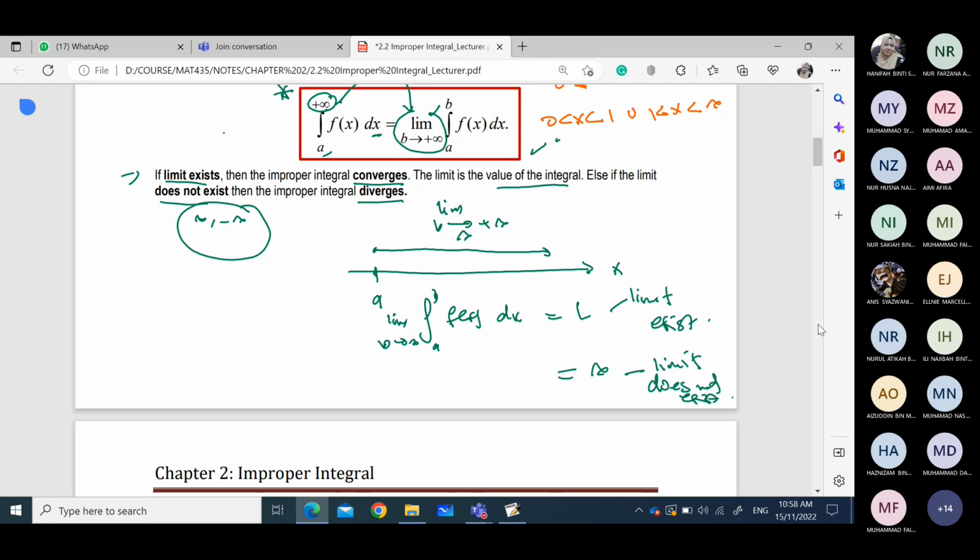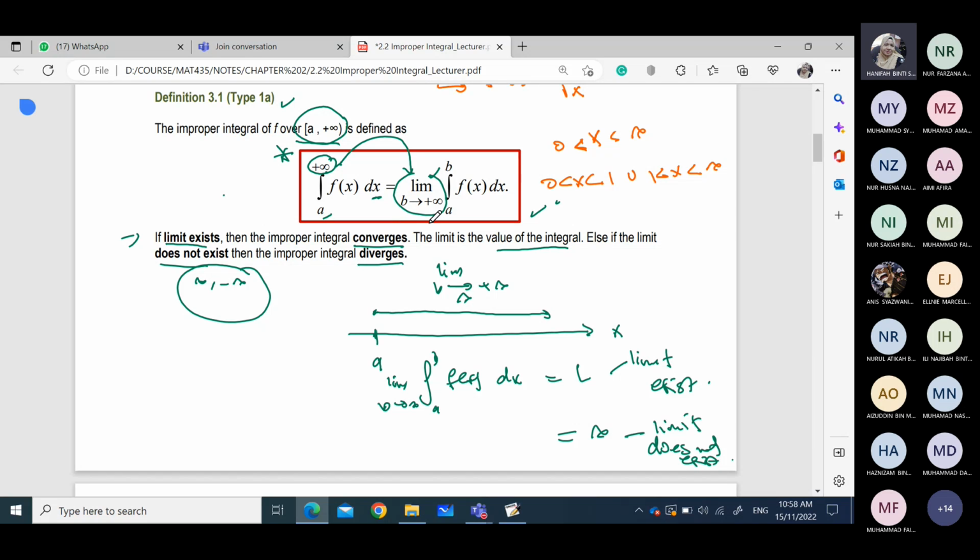Understand? Any questions? Understand. Okay. So in other words, we need to solve for this improper integral, then we can identify whether the limit exists or the limit does not exist.